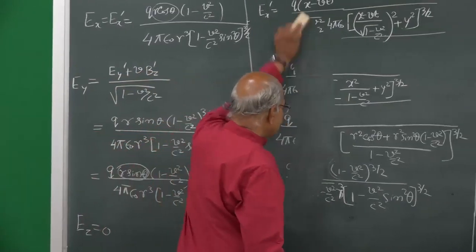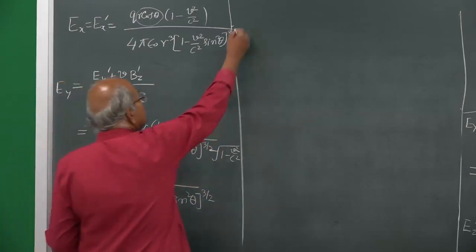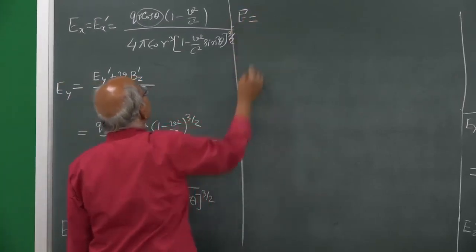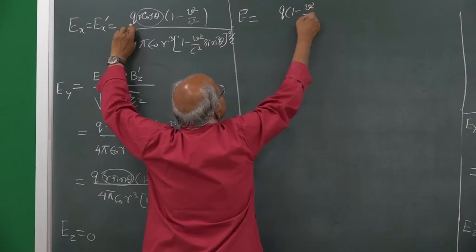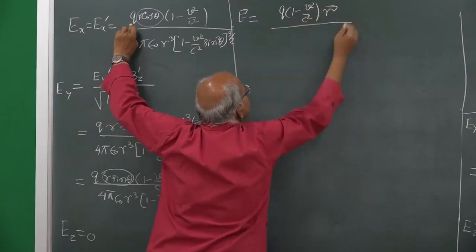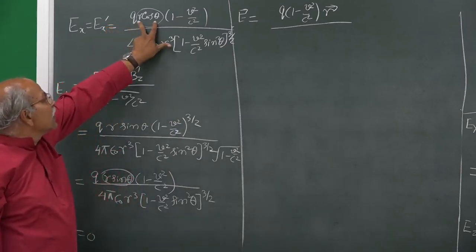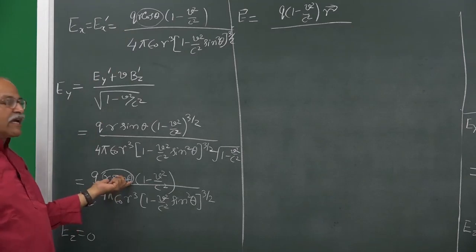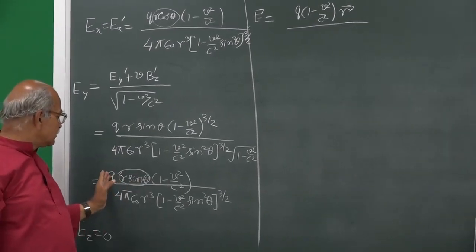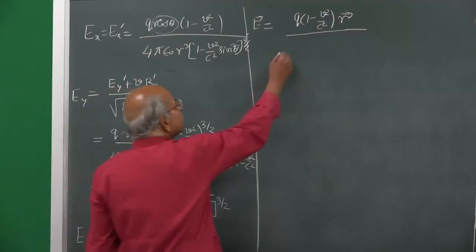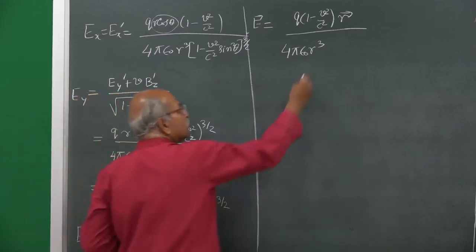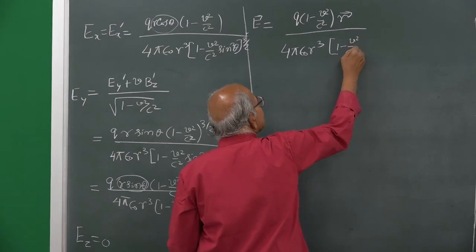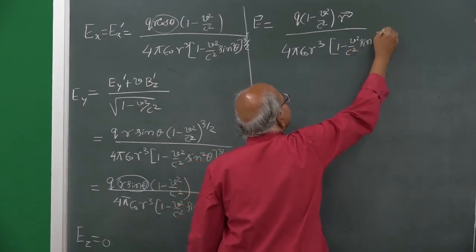So, I can write here, now I can erase all this. So, I can write E vector is equal to q, then 1 minus v square by c square r vector, okay, where r cos theta i cap plus r sin theta j cap, that I am writing as r vector, and then rest all the things are equal, q times this and then divided by 4 pi epsilon naught r cube, and 1 minus v square by c square sin square theta to the power 3 by 2.